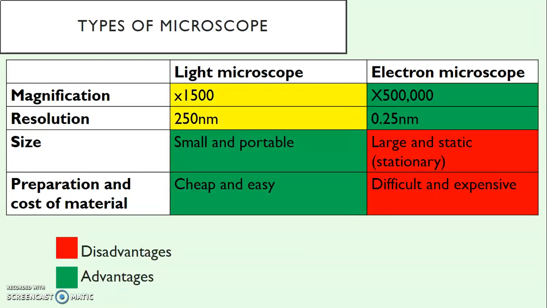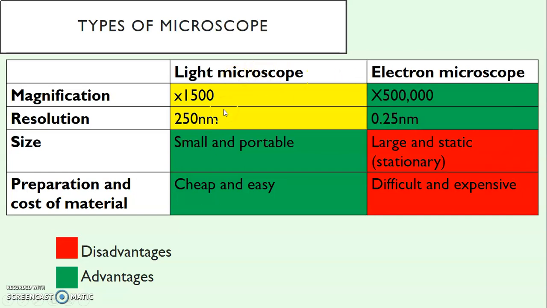Okay, so hopefully you have paused and coloured in your advantages and disadvantages, so you can check your answers here. For the light microscope, the advantages are the size, so it's small, portable, cheap and easy. For the electron, it's the magnification and resolution. Disadvantages of an electron microscope is that it is large and static and the preparation is difficult and expensive.